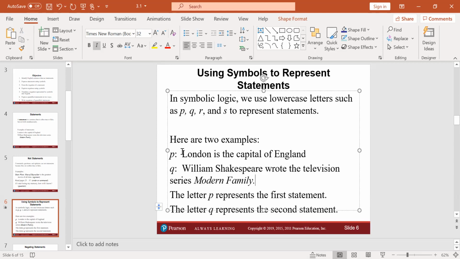So what we do is whenever we're trying to assess the truth of these, it can be a pain in the butt to have to say the entire statement every time. So instead, we're just going to use simple symbols. P, Q, sometimes R, sometimes S. And those just represent statements. Just like X and Y can represent variables in math that are secretly numbers, we're going to use P and Q. So instead of saying something complicated like London is not the capital of England and William Shakespeare wrote the television series Modern Family, I can just say not P and Q.